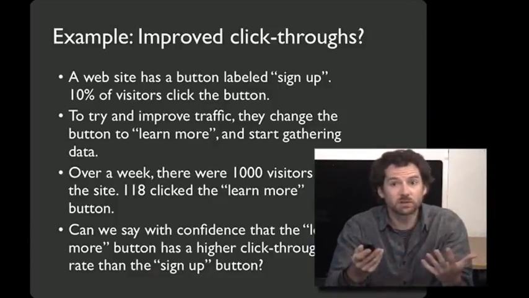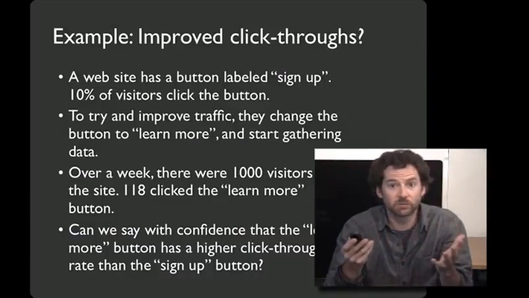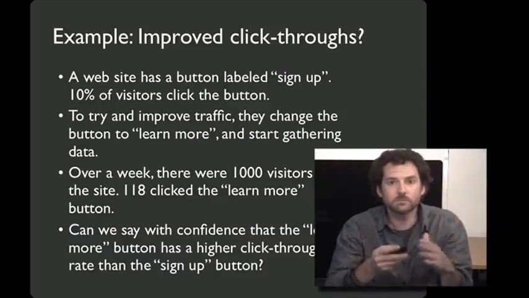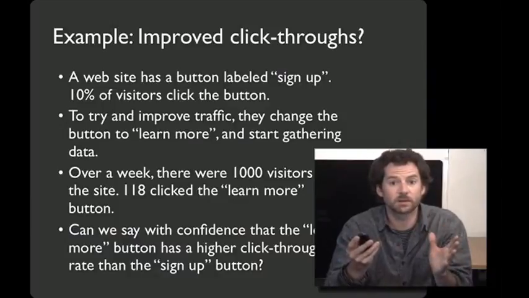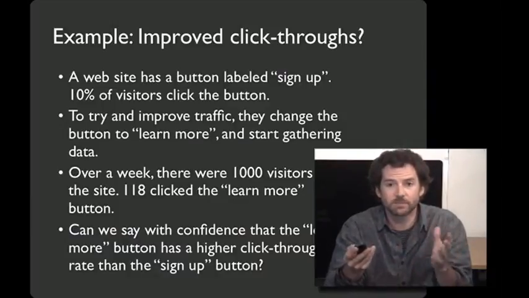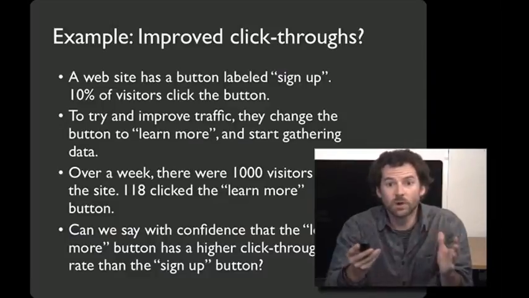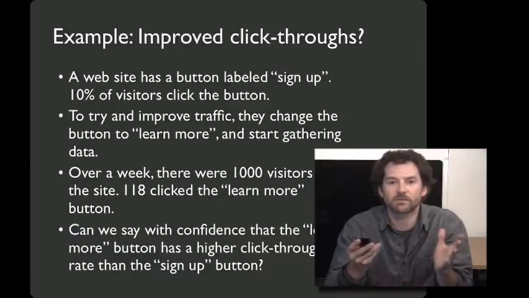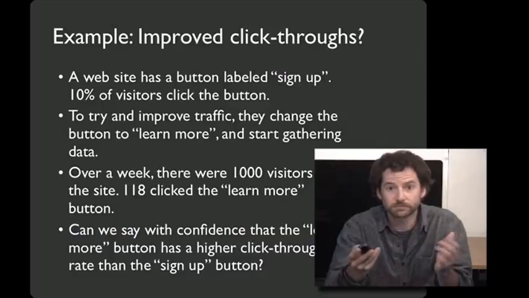Well, the mechanism that we've just learned for comparing rates that holds for coins also holds for things like click-through rates on websites. Let's say we have a website that has a button labeled sign up, and 10% of visitors click that button. To try and improve traffic to that button and get more conversions, we might change the button to learn more and then start gathering data. Over a week, there are 1,000 visitors to the site, and 118 of them clicked on the learn more button. Can we say with confidence that the learn more button has a higher click-through rate than the sign up button did?